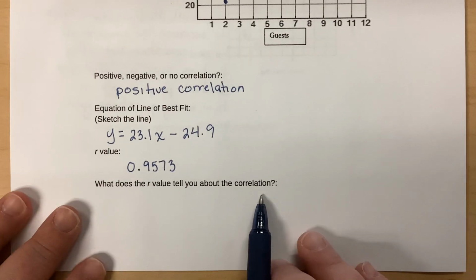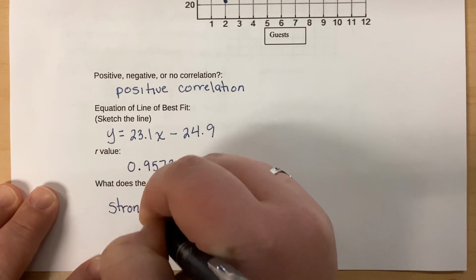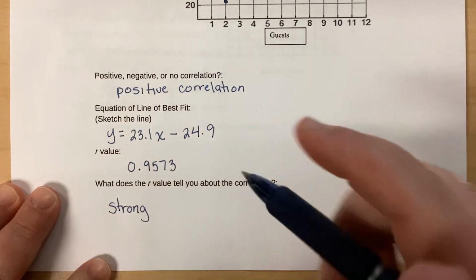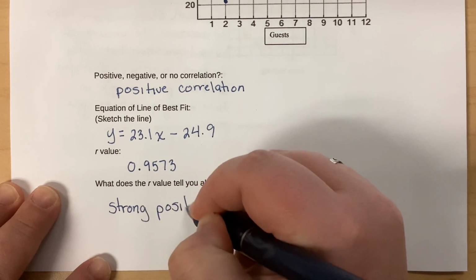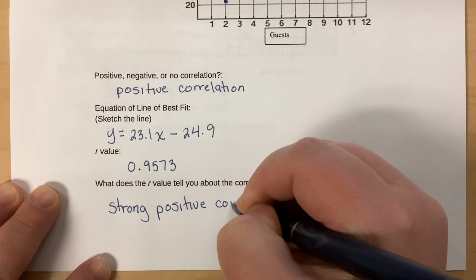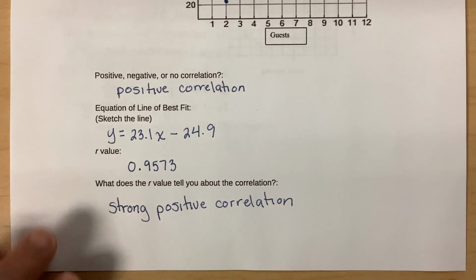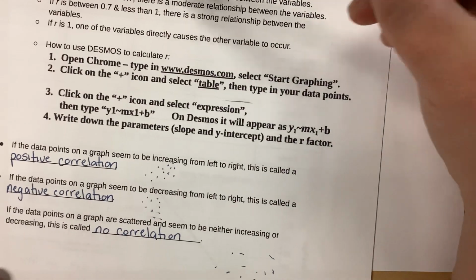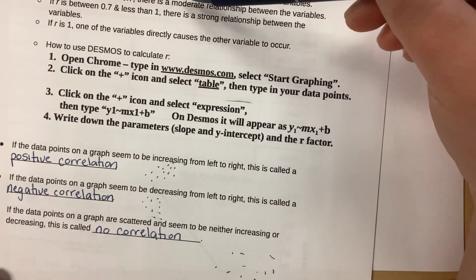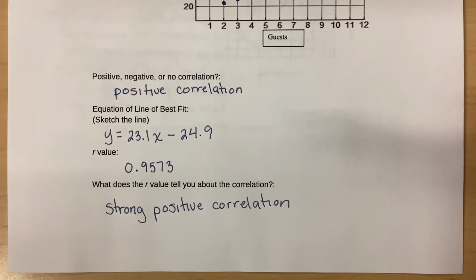So the R value tells us that this is a strong relationship. And then I'm going to go back to what I wrote here. It's positive. You should be using two words. Strong positive correlation. Okay, so you need to say one of these words. If there's no relation, you're just going to say no relation. Otherwise it's going to be weak, moderate, or strong. And then you're going to say positive or negative. Let's try one more.